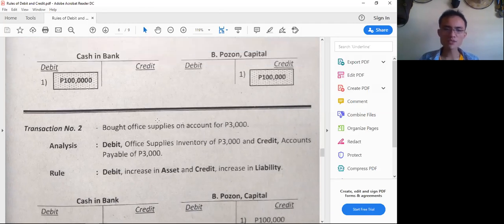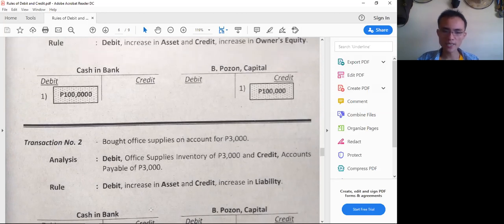So in that case, what is received by the business and what is let go or parted with by the business? Since the company bought office supplies, we will have to debit the office supplies inventory of 3,000. And we have to recognize a liability of 3,000 pesos, so equal on both sides. And that's why, for our analysis, that's it. For the rules of debit and credit, the debit is increase in asset and credit is increase in liability.